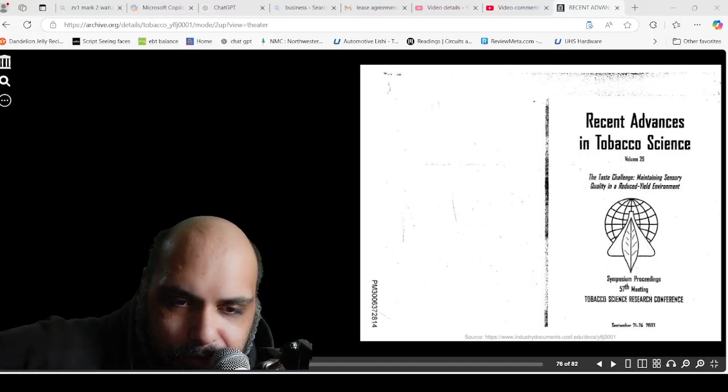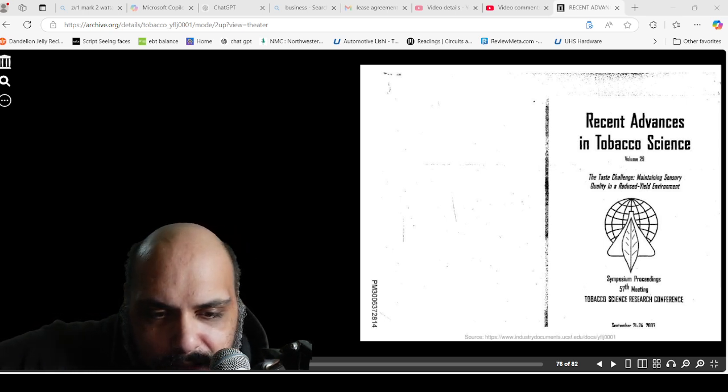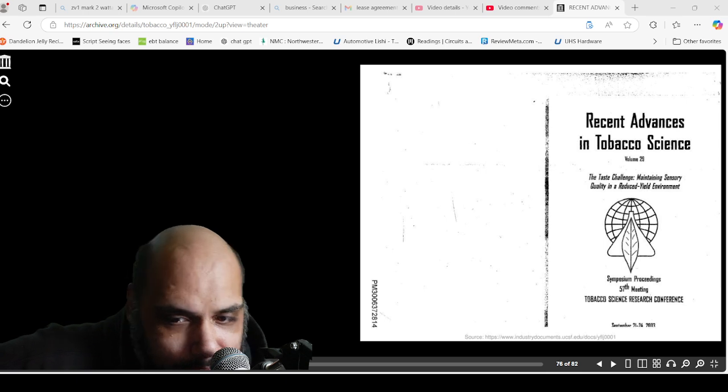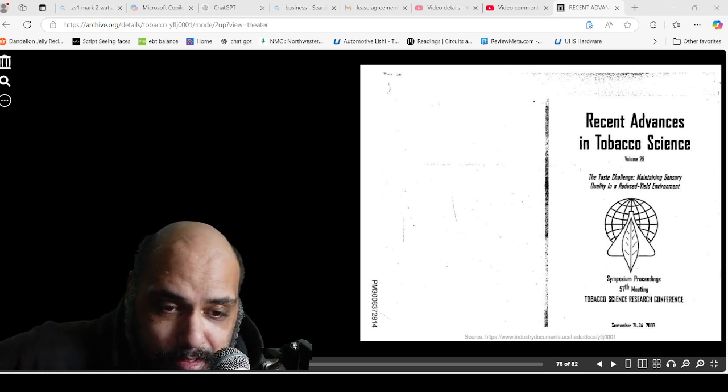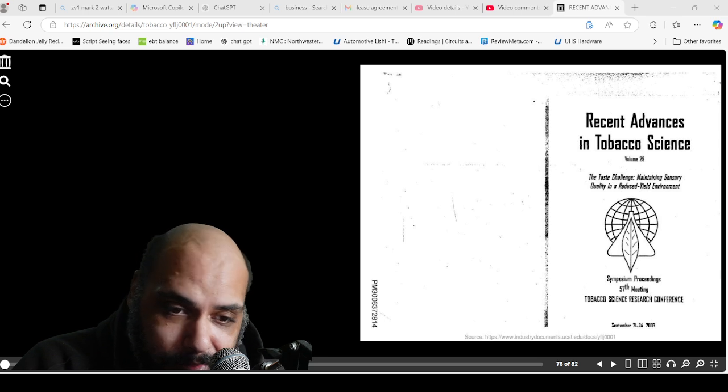Alright, so today we are going to read Recent Advances in Tobacco Science. I have no clue where this is heading. I don't know what is in this. So you are as clueless as I am. Or maybe not. Maybe you've read this. I don't know.